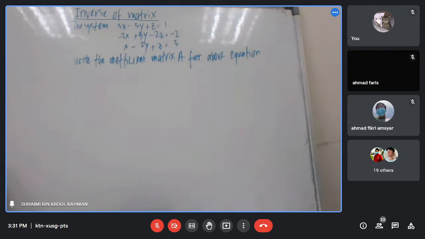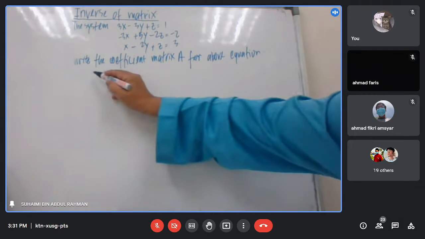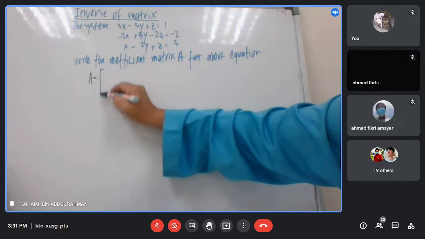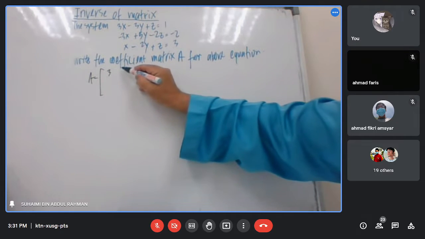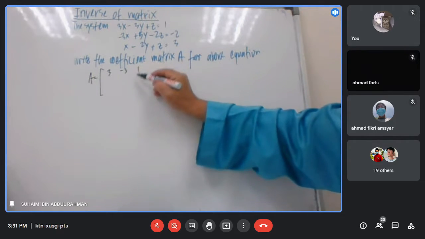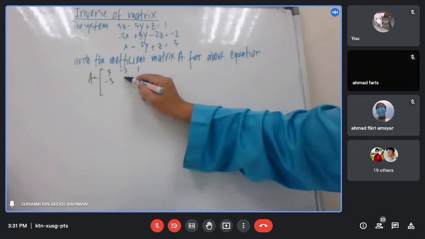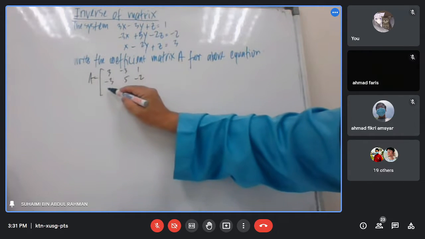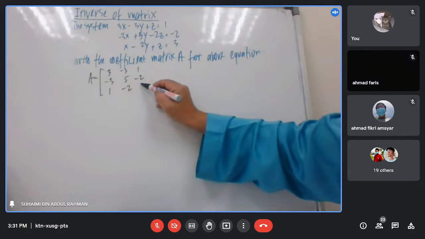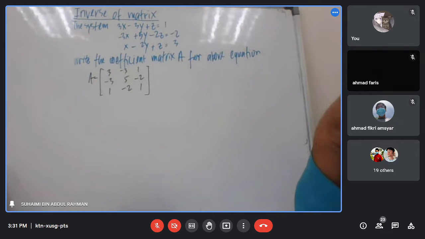One system. Write the coefficient matrix. A coefficient matrix consists of all the coefficients: 3, minus 3, 1, minus 3, 5, minus 2, 1, minus 2, 1. This is the coefficient matrix.